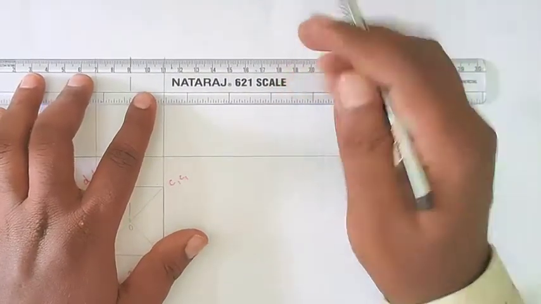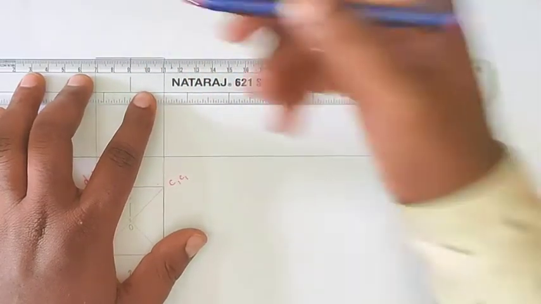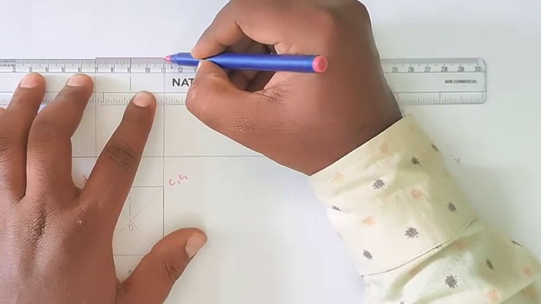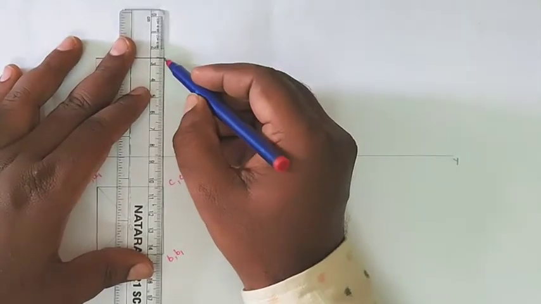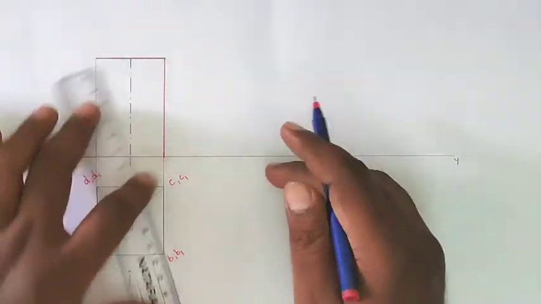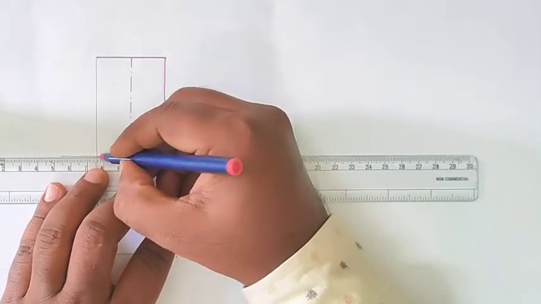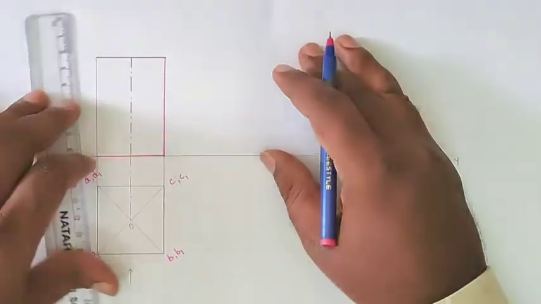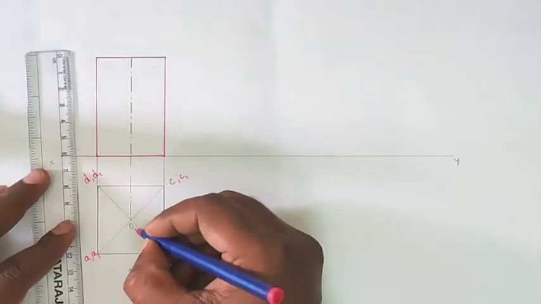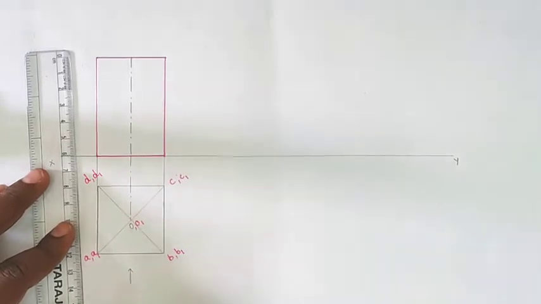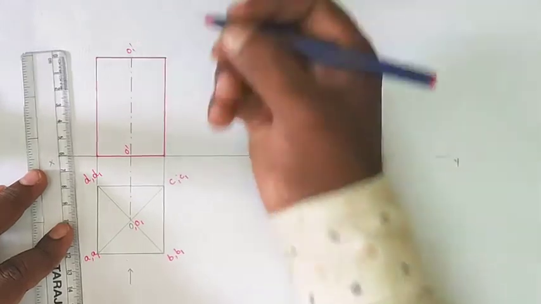So this is our front view. Make it thick, because the front view is always drawn using an HB pencil. This is the front view of our diagram. This is the center O, O1. Here we get O dash and here we get O1 dash.